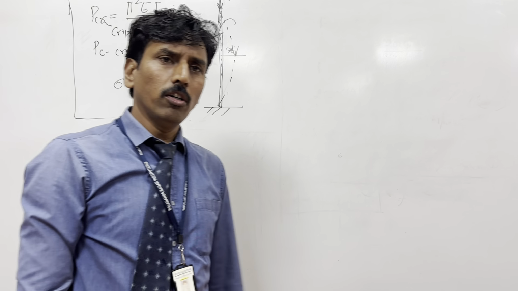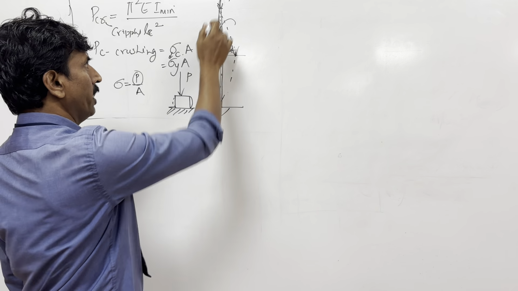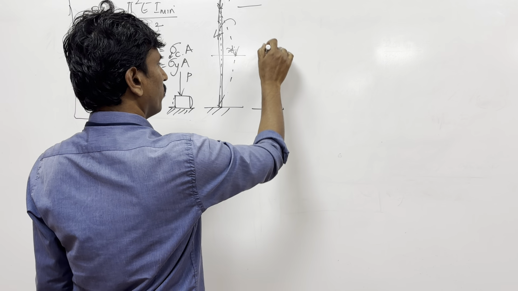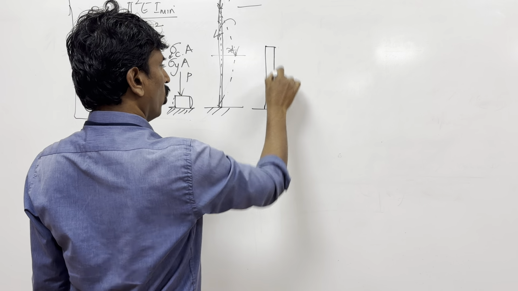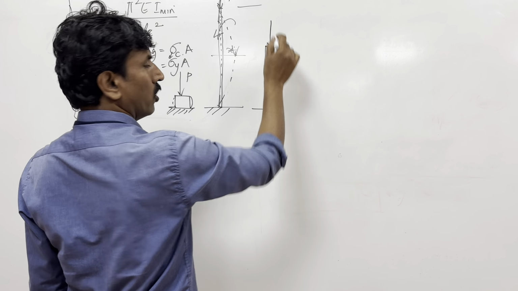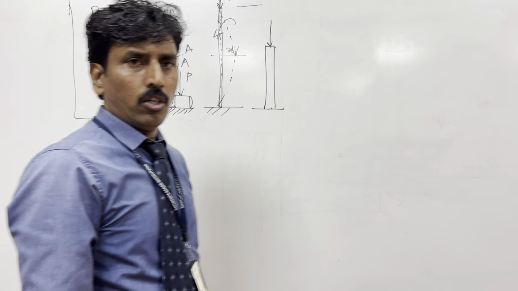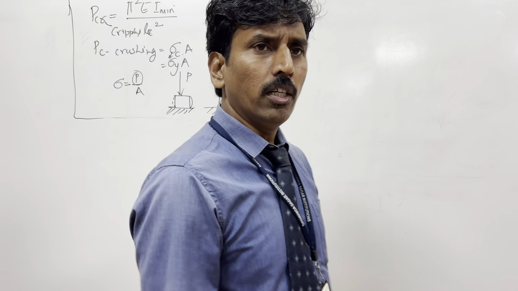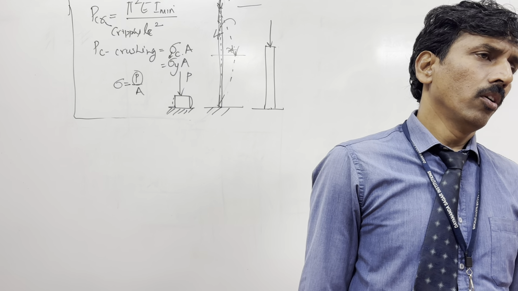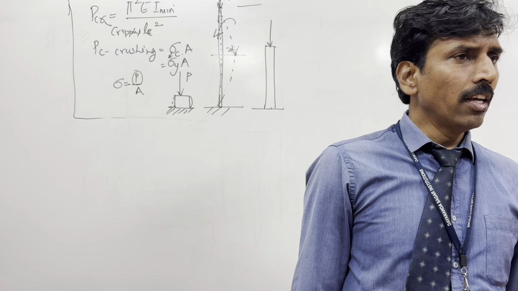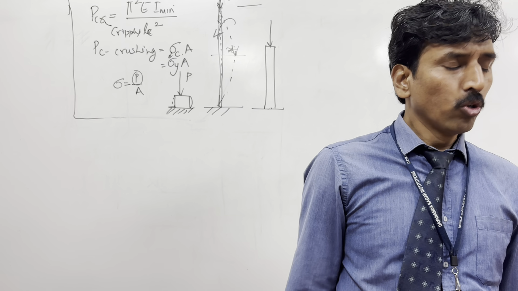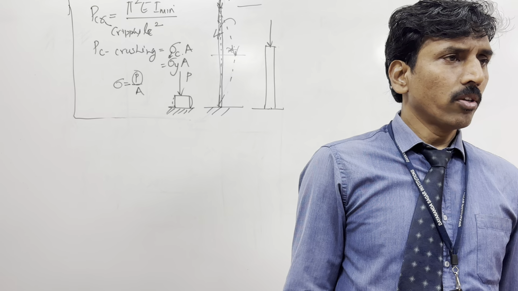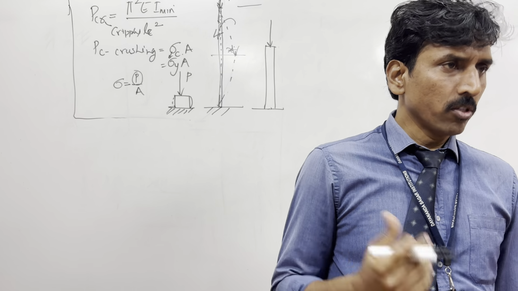Now what about the medium length columns? Medium length means not too long, not too short, something like this. So what do you use? There can be a question in the internals or in the examination: what is the limitation with Euler's formula, and how does the Rankine-Gordon formula overcome this?